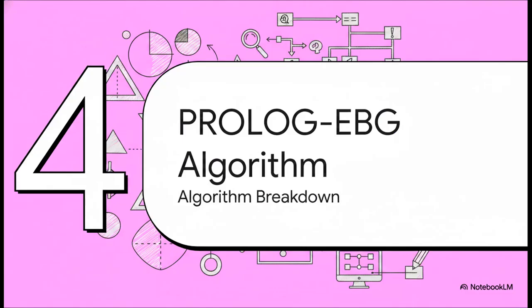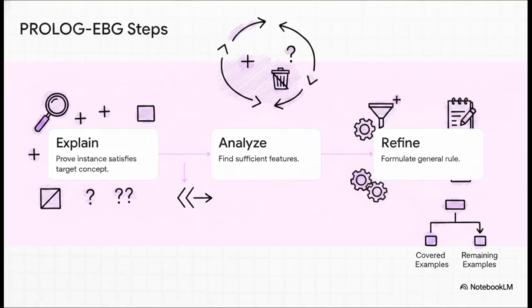Which brings us to Section 4, the Prolog EBG algorithm breakdown. You absolutely need to master this core algorithm for an 8 or 10-mark question. At its heart, explanation-based generalization uses a sequential covering approach, and it relies on 3 core steps. First, explain. It literally proves the example satisfies the target concept. Second, analyze. It looks for the sufficient conditions that made it true. And third, refine. It formulates a brand new general rule.